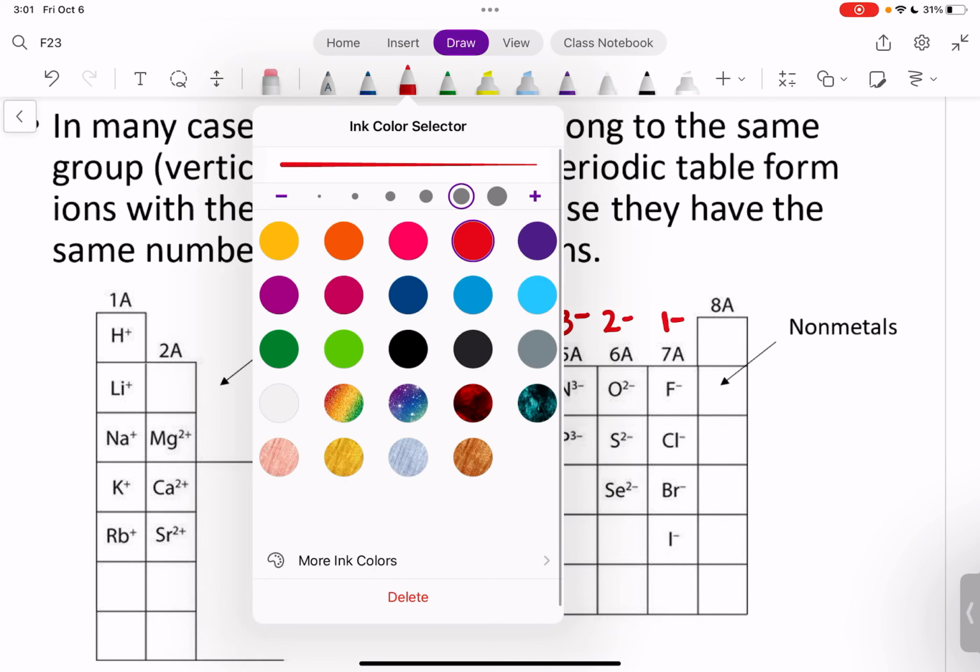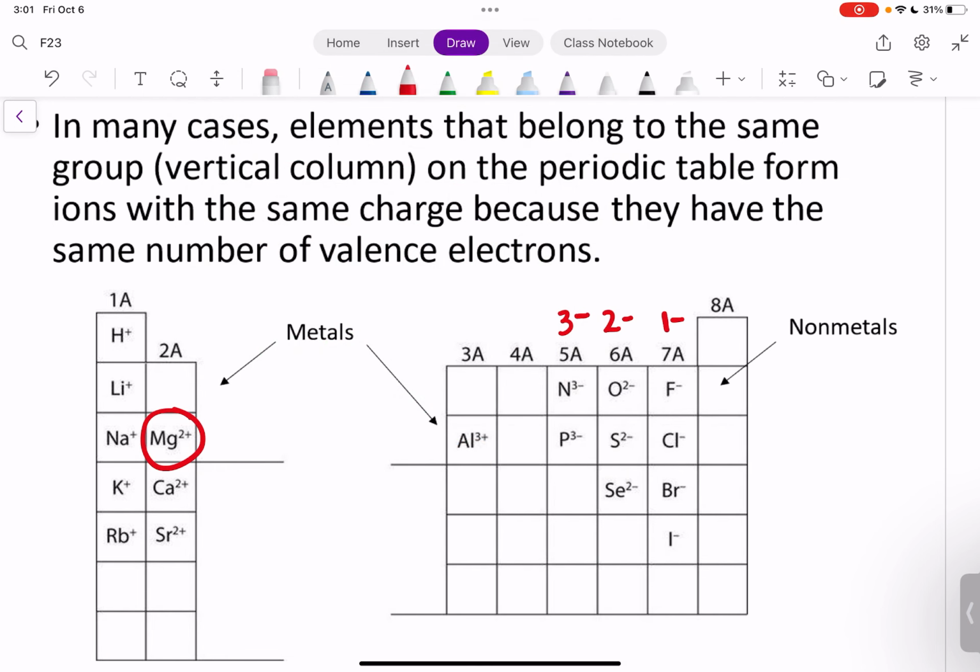Remember magnesium here? We said it was going to want to lose those 2 electrons, because it's easier for it to lose these 2 to be like this noble gas than it is to gain these 6. So when it loses 2 electrons, it's going to have that 2 plus charge. And everything in this column is going to follow that trend, so they'll all form those 2 plus charges.